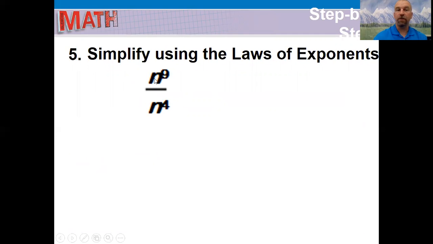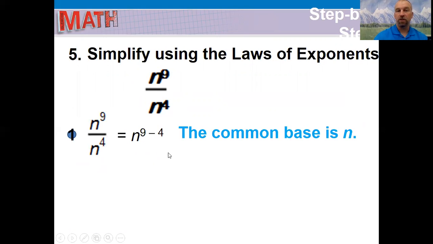It works the same for a variable, n to the 9th divided by n to the 4th. The common base is n, so we are going to subtract the exponents, 9 minus 4. The base stays the same, n, and 9 minus 4 is n to the 5th power. That's it. Just subtract the exponents.